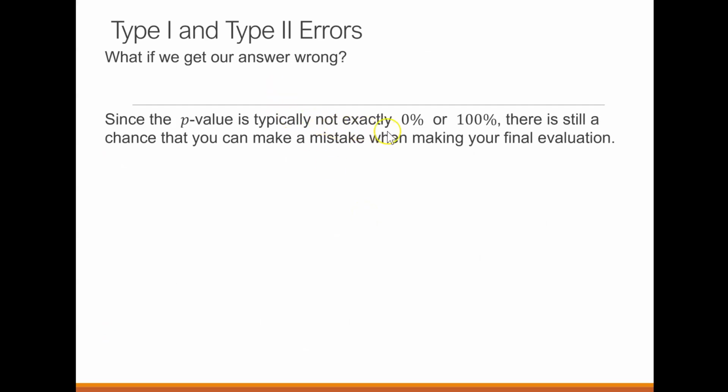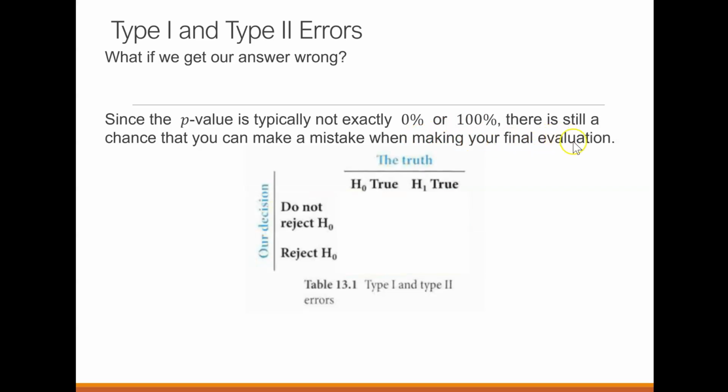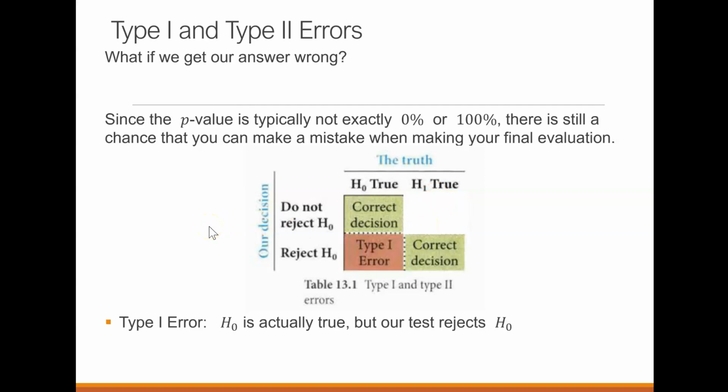All right, since the p-value is typically not exactly 0% or 100%, there's still a chance you can make a mistake when making your final evaluation. So, say the truth is that the null hypothesis is actually true, but our analysis said we rejected it. Or that the alternative hypothesis was actually true, but our analysis said that we should reject that one, right? So these are examples of errors.